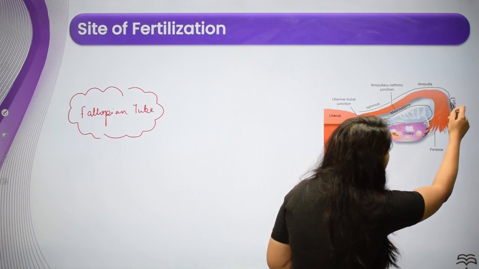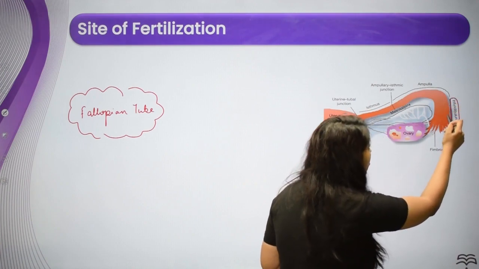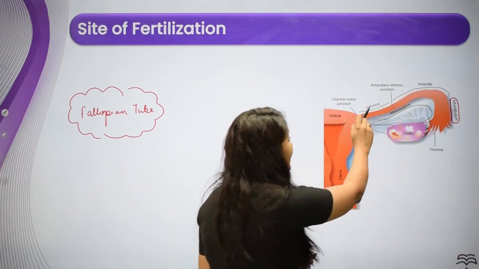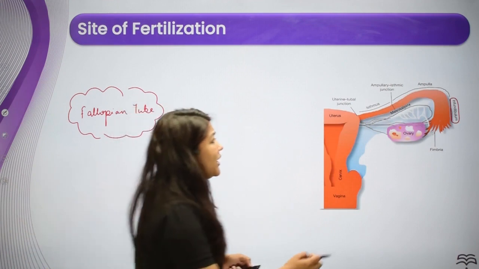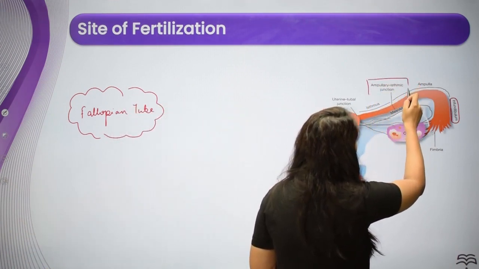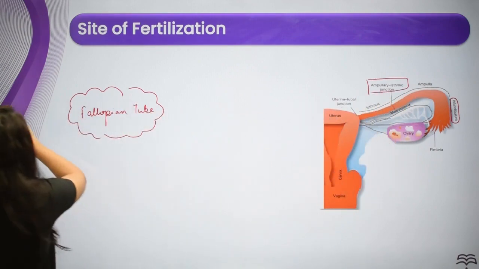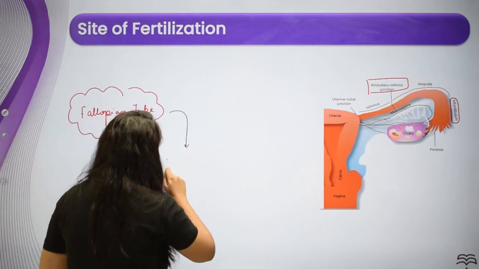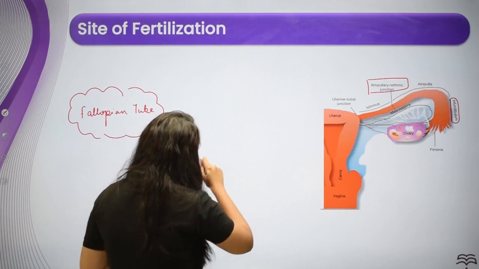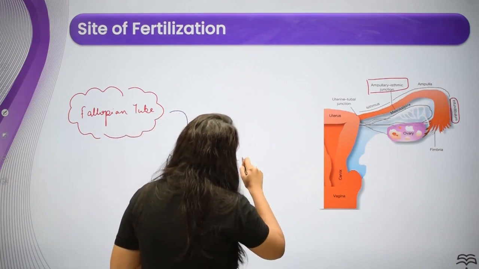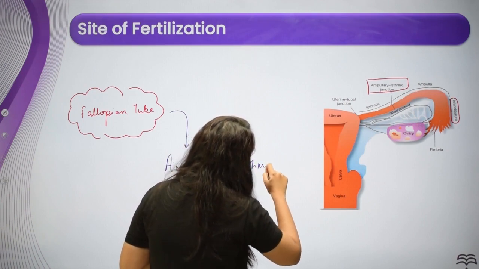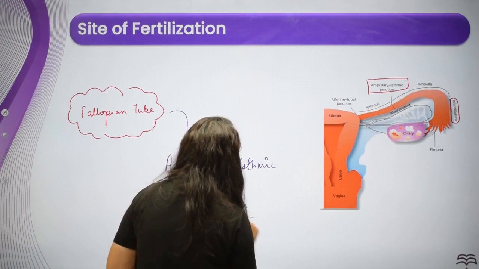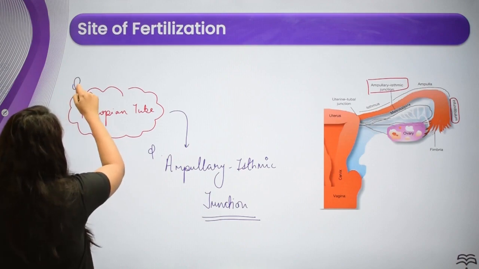This is the first part of the fallopian tube, which is closest to the ovary. A very important question, right? Infundibulum, then we have ampulla, and then we have isthmus. So what is the site of fertilization? The site of fertilization is this ampullary isthmic junction. All right, so this is a very important point. Fallopian tube, of course we know, but in the fallopian tube, the ampullary isthmic junction. Okay, ampullary isthmic junction, a very important point, very important point.